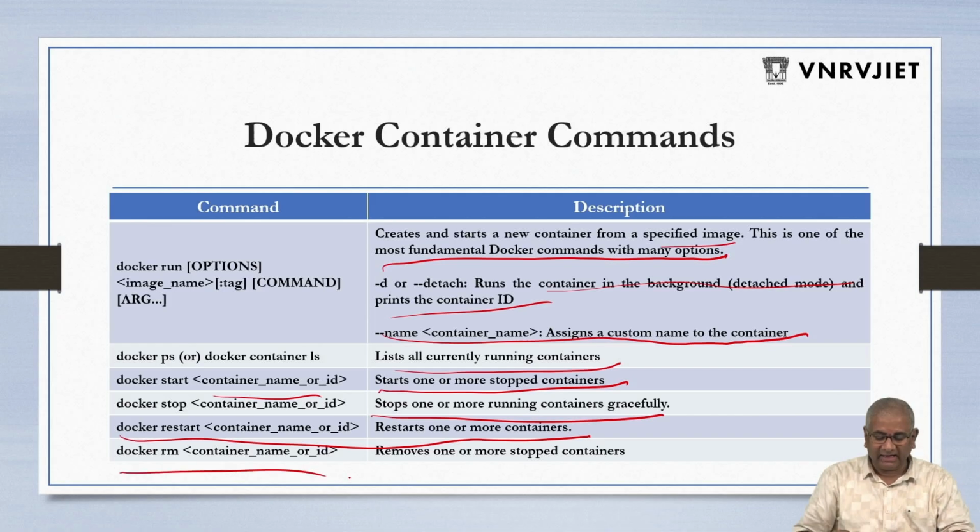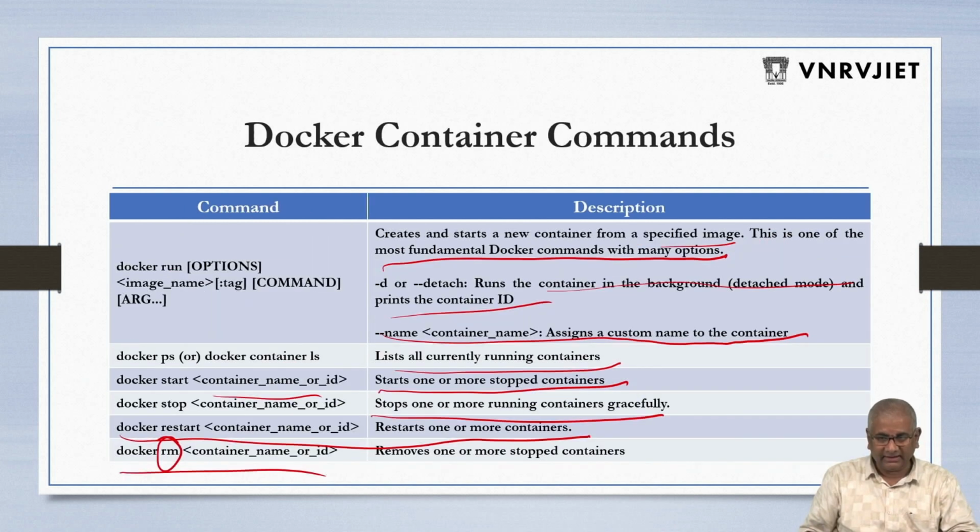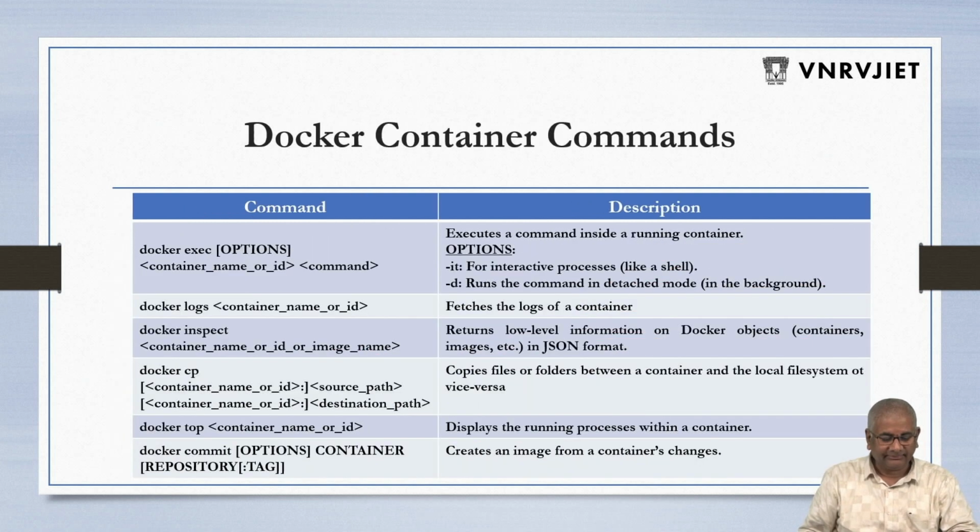Docker rm removes one or more stopped containers. It removes the container. rmi is for removing images. rm is for removing containers. Here it is rm, there it is rmi, right? So for images, rmi. For containers, it is rm.